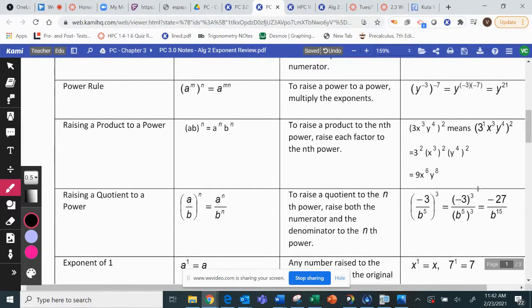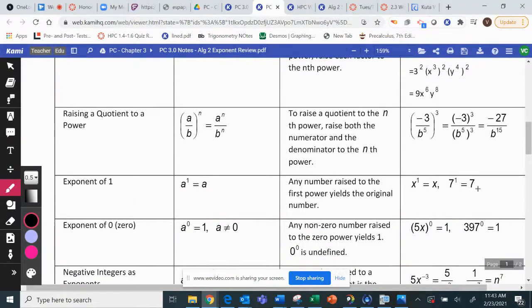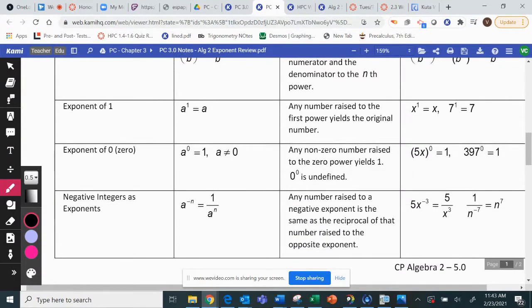And then I talked about multiplying the exponents when you do power. I didn't talk about this raising a product to a power. So if we're multiplying some stuff in here and we have it to a power, then each part of the multiplication gets its own power. And then the quotient to a power, you can separate that and give each number that same power, which I did show you a little bit of. An exponent of 1 will always equal itself. Exponent of 0 always equals 1. And then negative integers reciprocate.